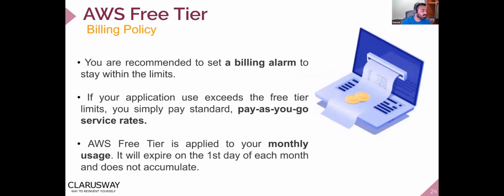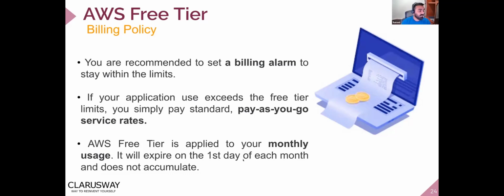If your application usage exceeds the free tier limits, you simply pay the standard pay-as-you-go rates. For example, if you launch a big instance type of EC2 server, and it has only 1 hour of free usage, and you run it for 2 hours, after 1 hour the price model kicks in, and it will be priced up to the time that we stopped or deleted the server, destroyed the server. So that's why you simply pay standard pay-as-you-go service rates.